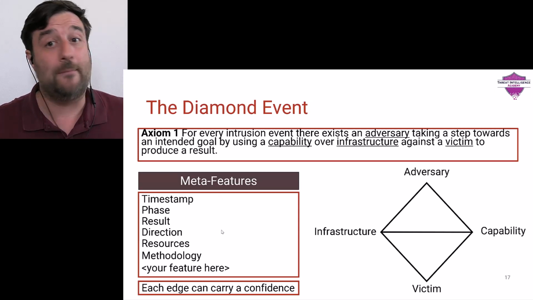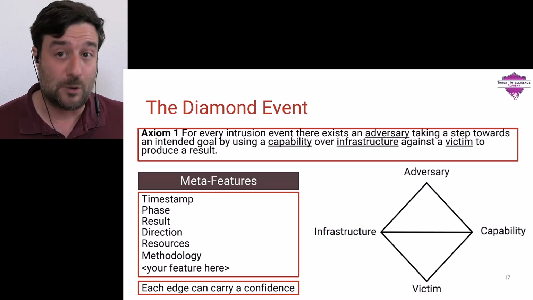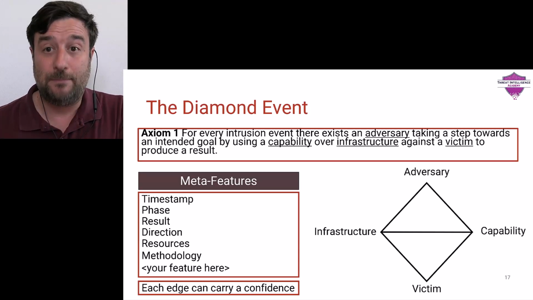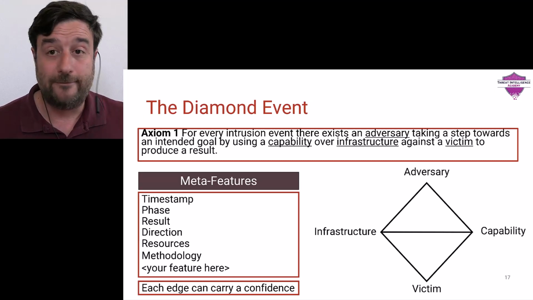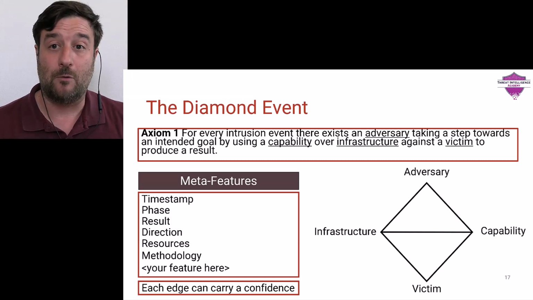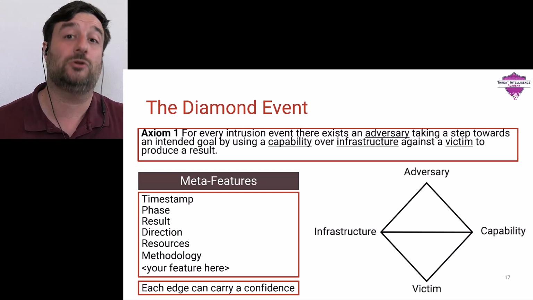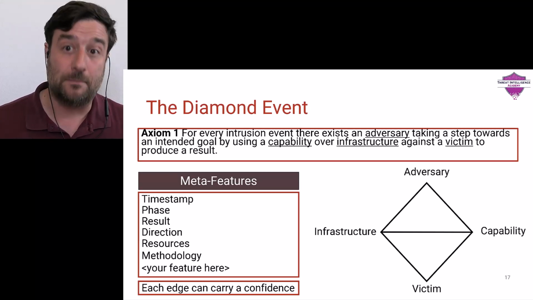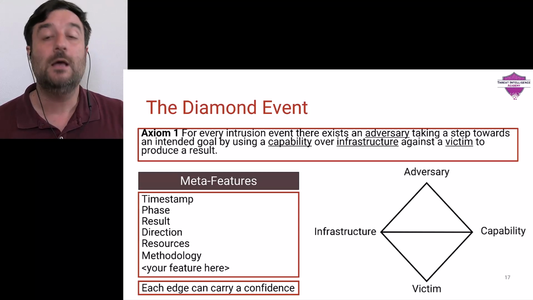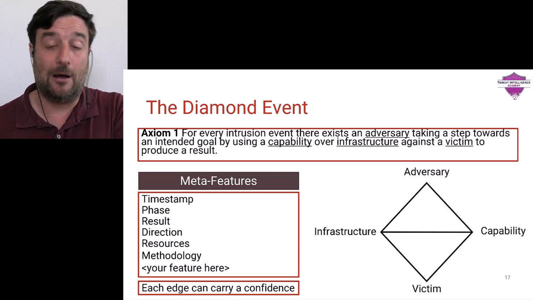We use this for malware analysis. We use this to ask questions about, if we have this piece of malware or this family of malware, what are all of the victims that have been affected by it? What are all of the pieces of infrastructure that have been used to deliver, communicate, or enable this piece of malware or this malware family? So you could do it from a malware perspective, a malware family perspective.